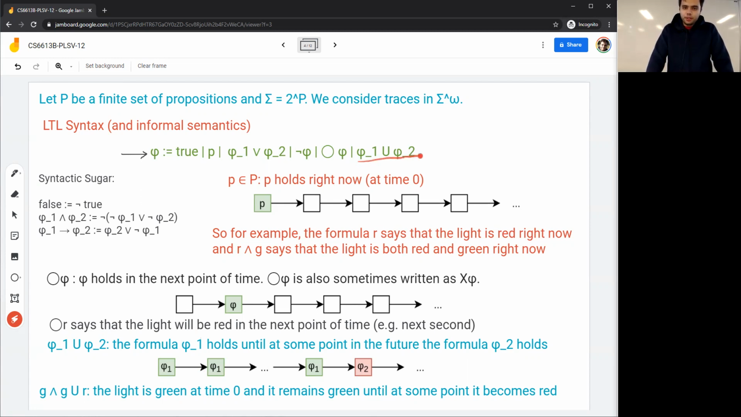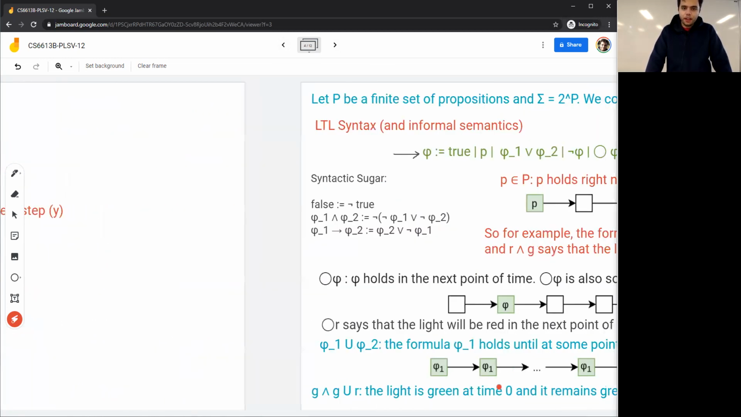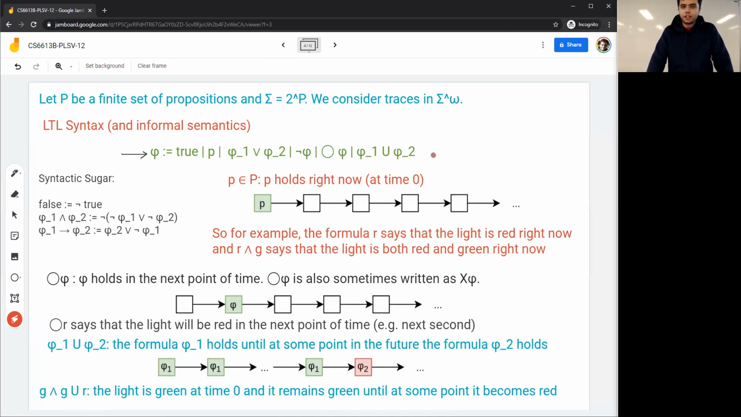And the last operator that I have here is basically until, and this is the until that I was using here. So when I say phi1 until phi2, what I mean is that the formula phi1 should hold until there is some point in time where the formula phi2 holds. Okay, so this means that there is some index, some point in time from where phi2 holds, and at every index before that, phi1 holds.